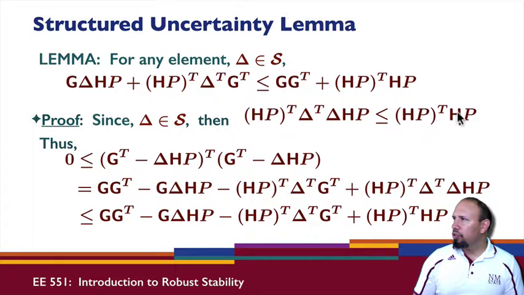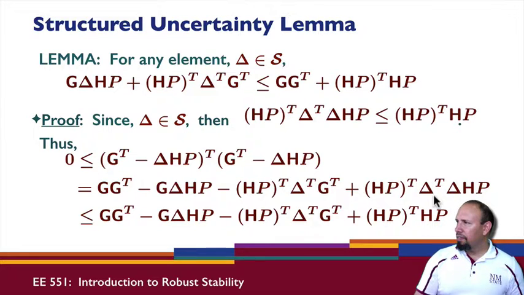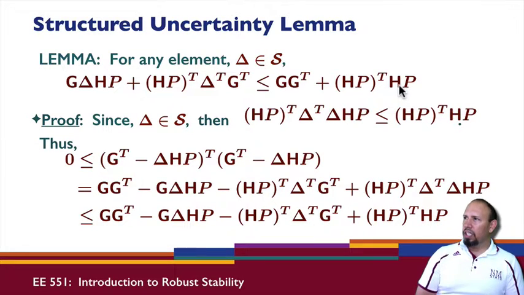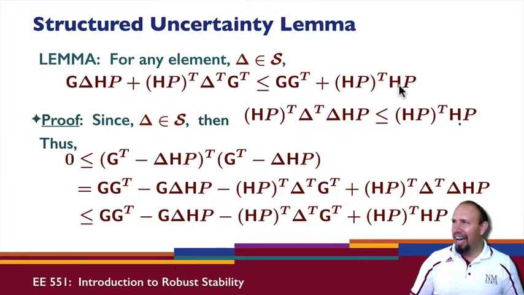Okay, and we use this result to give us this inequality. I have delta transpose delta here, and I don't have it here. So all of this is positive semi-definite. Okay, if I take these two terms over to the other side of the equation, I get exactly this inequality. And the reason it works is because delta is of norm less than or equal to 1. Okay, so that's why all of this comes out.